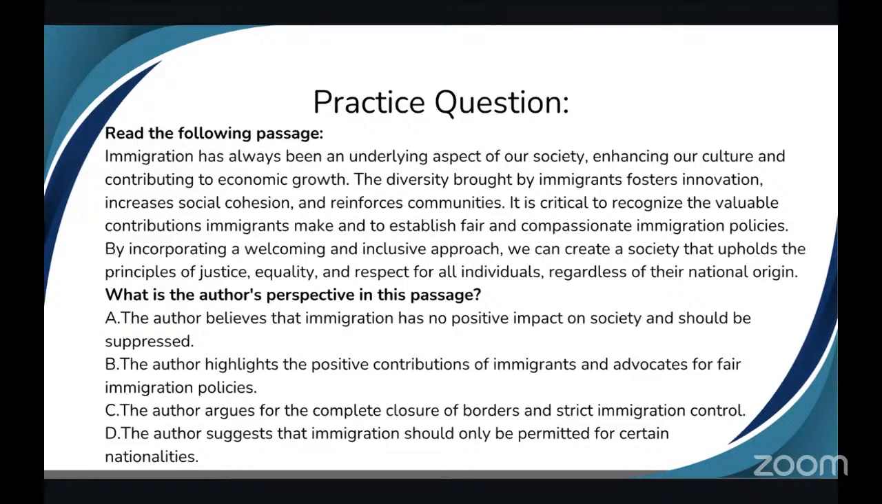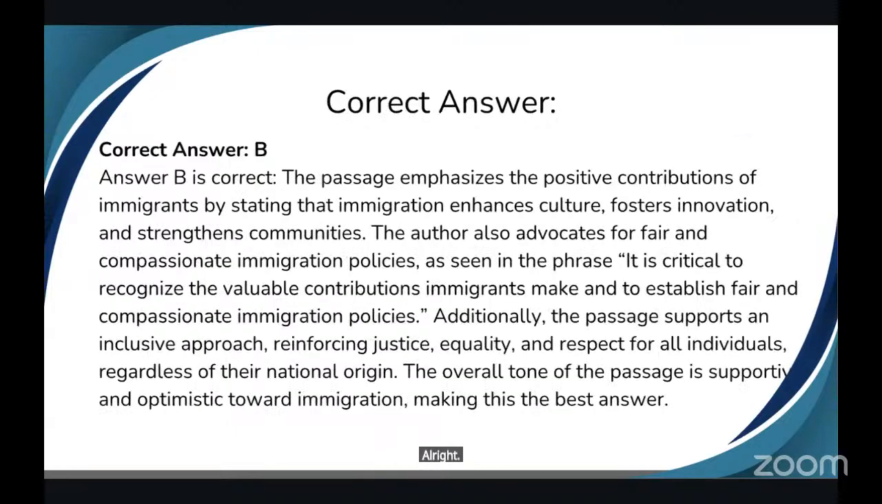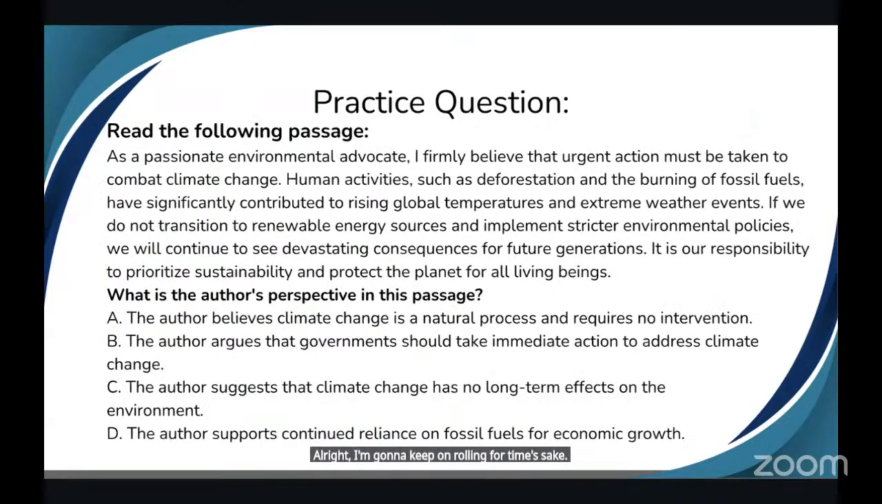Any questions on this one? I see some conflicting answers, but everybody good? All right, I'm going to keep on rolling for time's sake. All right, let's take a look at this one. 30 seconds on our timer and go.